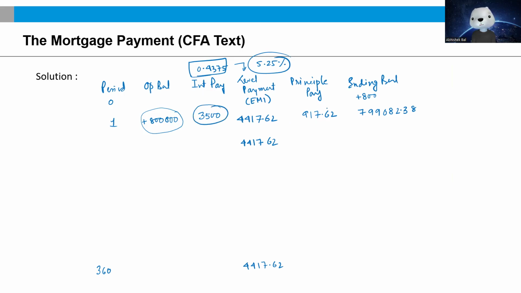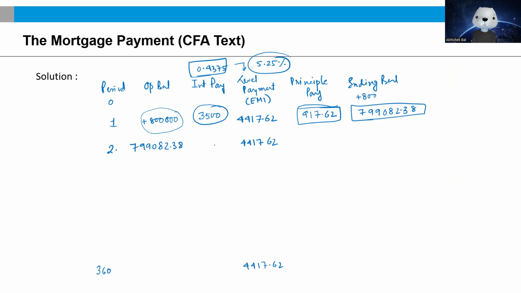And the principal payment obviously is going to be the balance or the net figure or the plug figure between the level payment and the interest that is being paid. Remember, in case of mortgage, in case of any loan, the interest payment will first take the precedence. Okay. Now, the next month, what would happen is that this would serve as the opening balance of the loan, that is 799,082.38. This happens to be the opening loan balance.